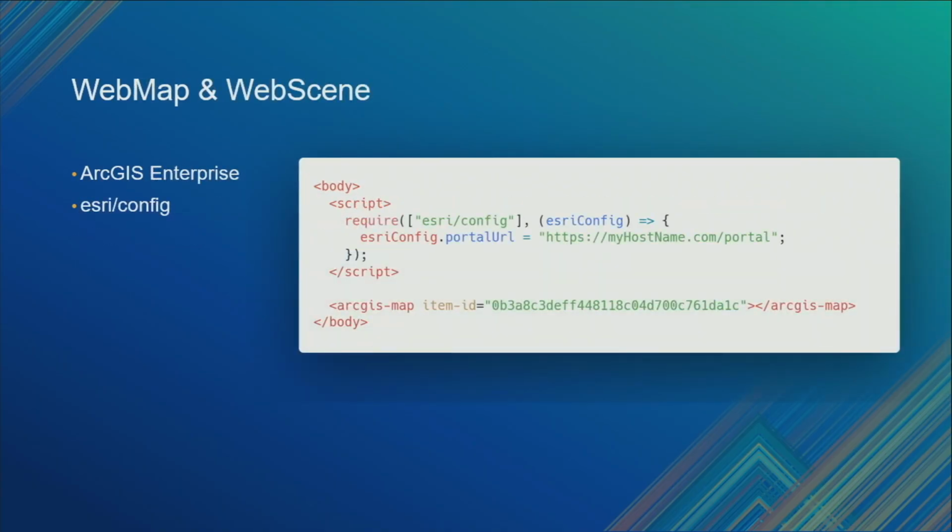When working with enterprise data, there's an extra step, and that's providing your portal URL. By default, the item ID from the map component points to ArcGIS Online items. So if you're working with the enterprise portal, we need to specify the portal URL through the Esri config. We just need to import that config module and pass in the URL to your portal: the fully qualified domain name followed by the portal web adapter name.